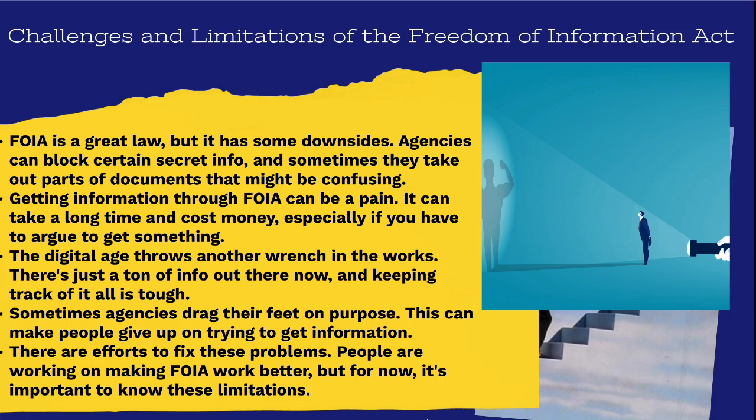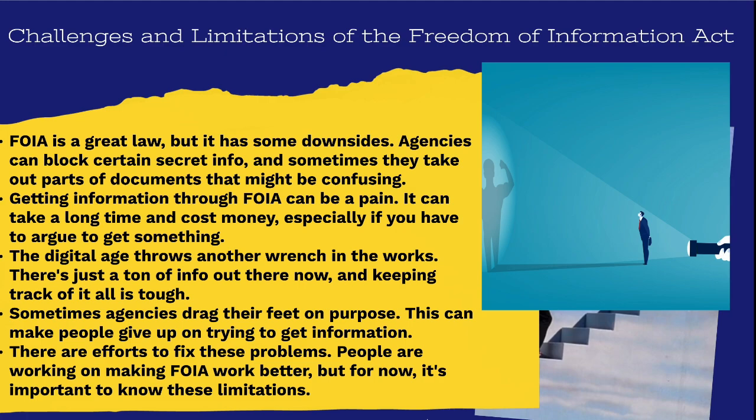All right, there are a couple of challenges and limitations to FOIA that you should be aware of. Agencies, like we talked about, can block certain secret information, and they may take out parts of documents that might be confusing. You could get a document back. Oftentimes when I've seen this, it's actually not come from the federal government. It's been local, more community, a lot of redacted, huge amounts of redacted information. Again, if you read through that and you think that it is not truly reflective, or they're redacting more than what you think is allowed based on what we've talked about today, push back. You have the right to appeal and to ask for that data to be disclosed.